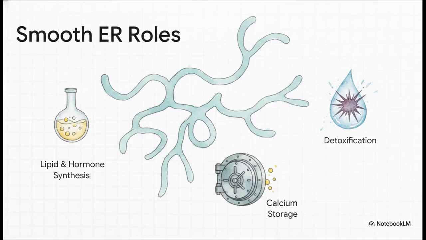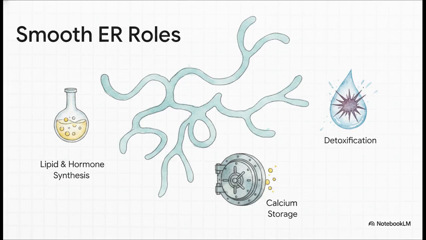While the rough ER is made of these flat sheets covered in ribosomes, it smoothly transitions into the tubular, interconnected network of the smooth ER. The smooth ER doesn't manufacture proteins at all. Instead, it's a massive chemical processing plant. It synthesizes lipids and steroid hormones. It also handles detoxification, like in your liver cells, where it uses the cytochrome P450 system to make dangerous toxins water-soluble so your body can flush them out. And it acts as a massive calcium storage vault.